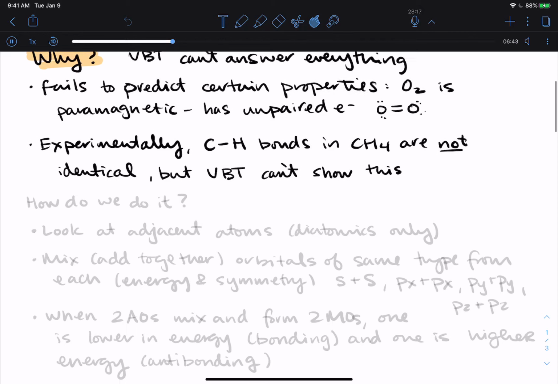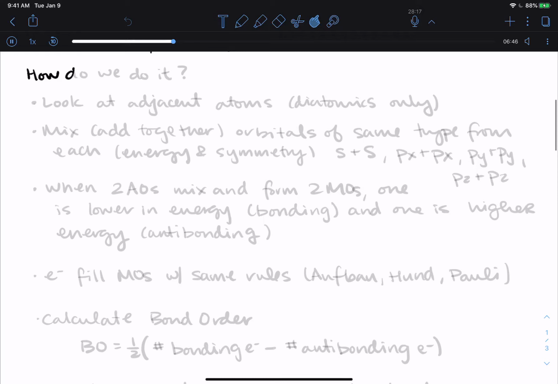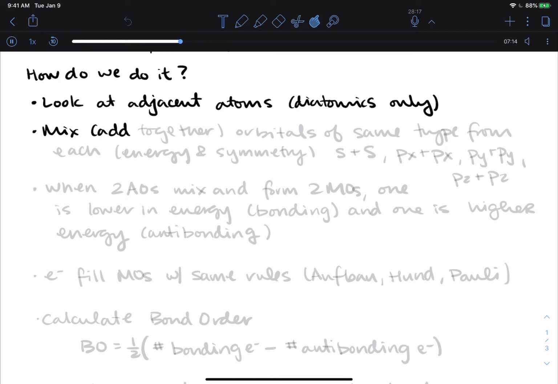So the question is, how do we do it? So first of all, look at adjacent atoms. And again, I'm going to remind you, this is for diatomics only. Then you mix or add together, and we're going to do this pictorially, orbitals of the same type from each.